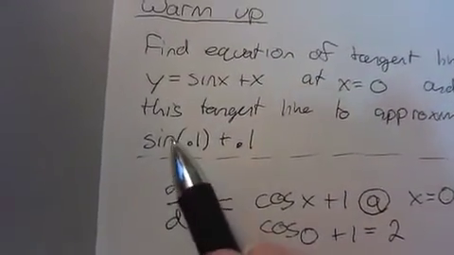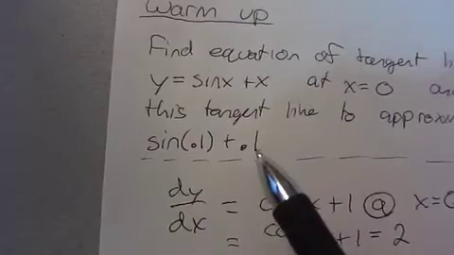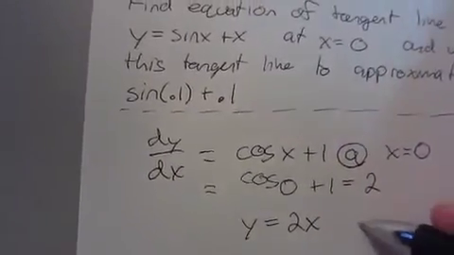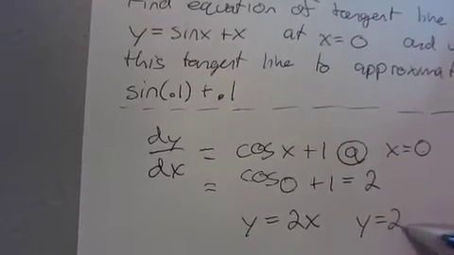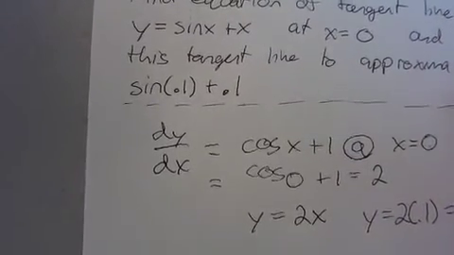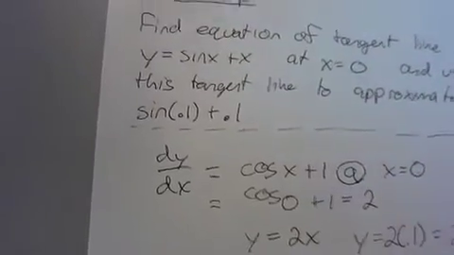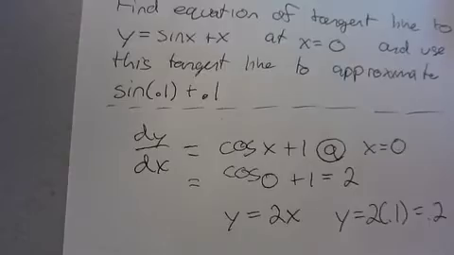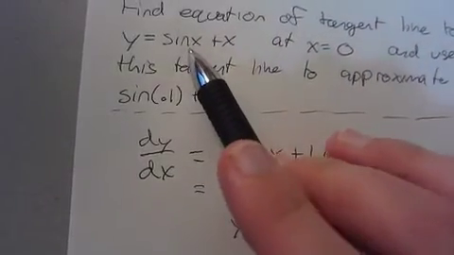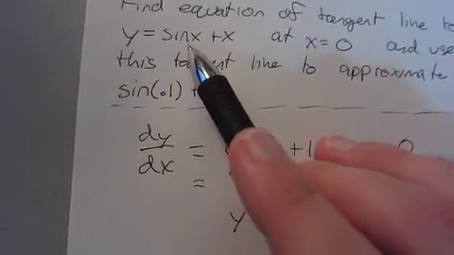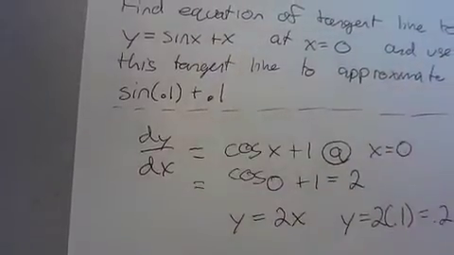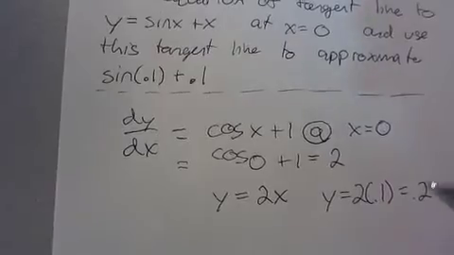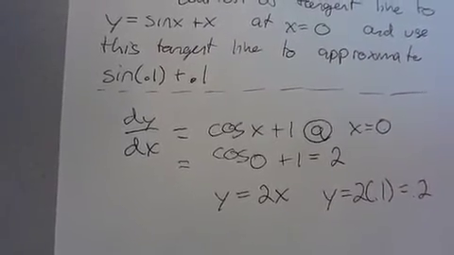So now let's evaluate it at sine of 0.1 plus 0.1. So basically we plug 0.1 into this equation. So y equals 2 times 0.1, which equals 0.2. Now, if you actually have your calculator, which I don't, go ahead and plug in x equals 0.1 to sine of x plus x. And you should get an answer remarkably close to 0.2. And that's the bottom line of what we're going to try to do today.